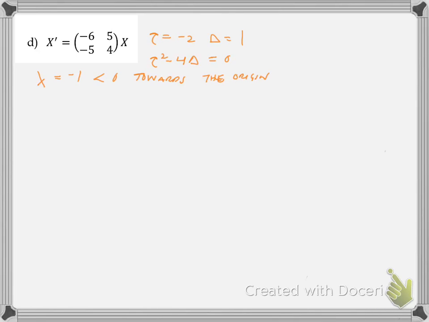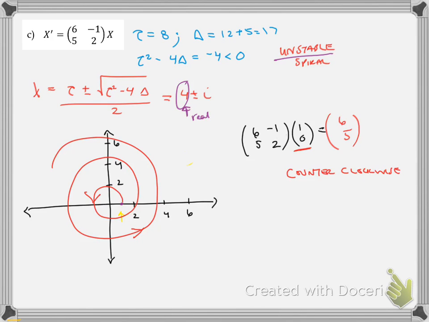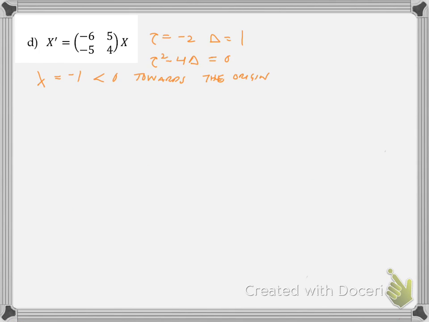So we do need to find an eigenvector here. We didn't have to find one in the complex case because we knew it's going to be a spiral. We just needed to know what direction it was going in. Okay. And so let's look at our graph. I'll just go by ones.